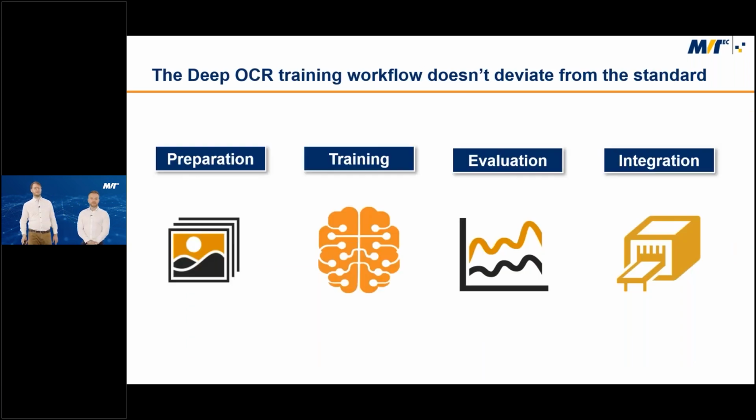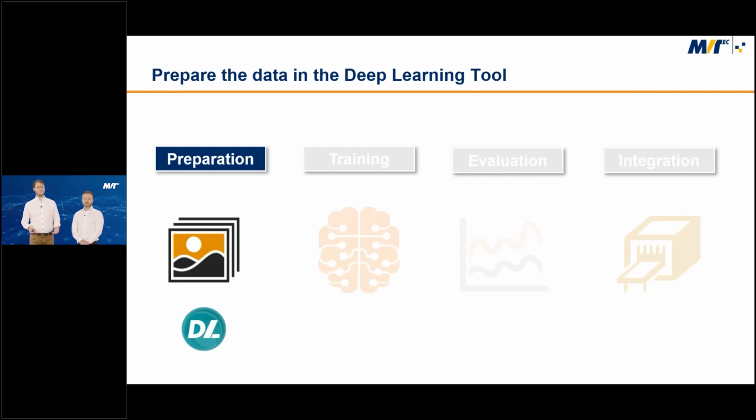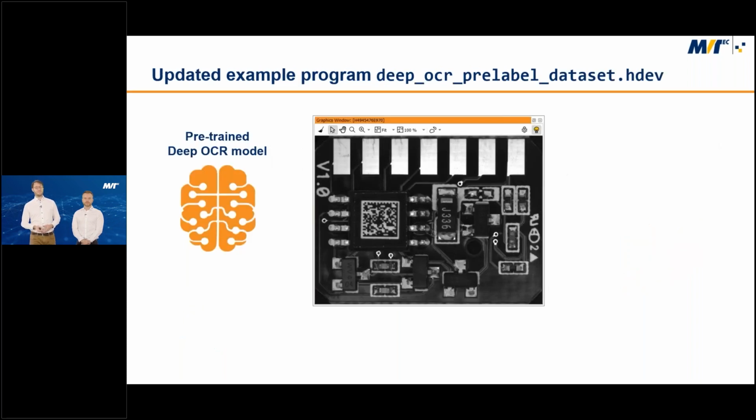So let's have a look at the workflow again. How does this work? Well, it is a deep learning method, so it follows the usual 4 steps. You need to prepare your data, train your network, evaluate your network, and then it's ready for integration. And preparation, as you might be familiar with from other deep learning methods, works really well within the deep learning tool. And for this, we also updated our example program, Deep OCR pre-label dataset.